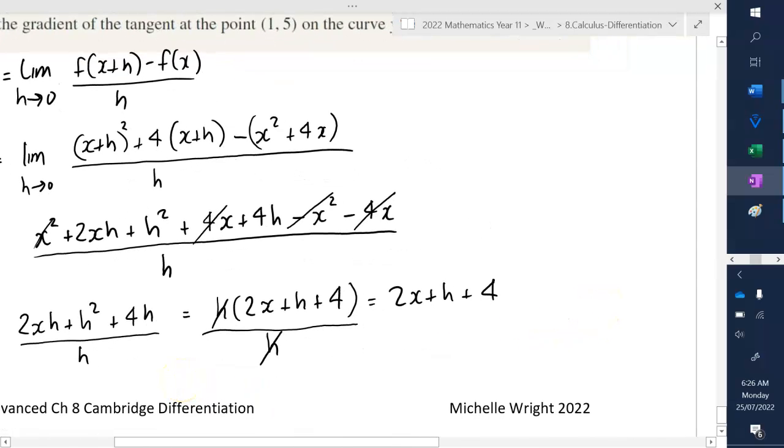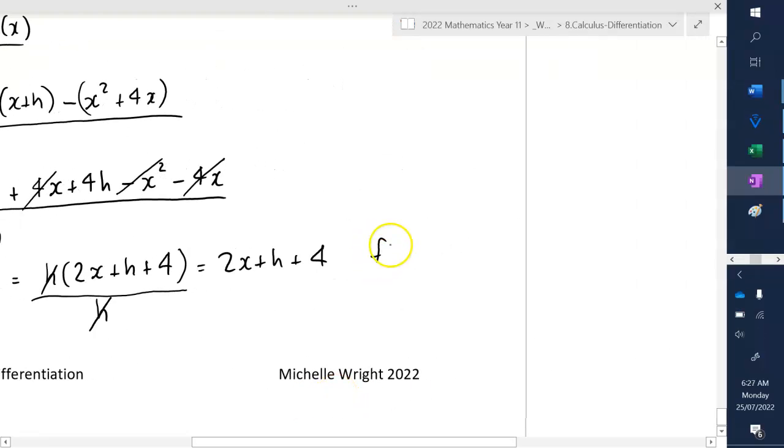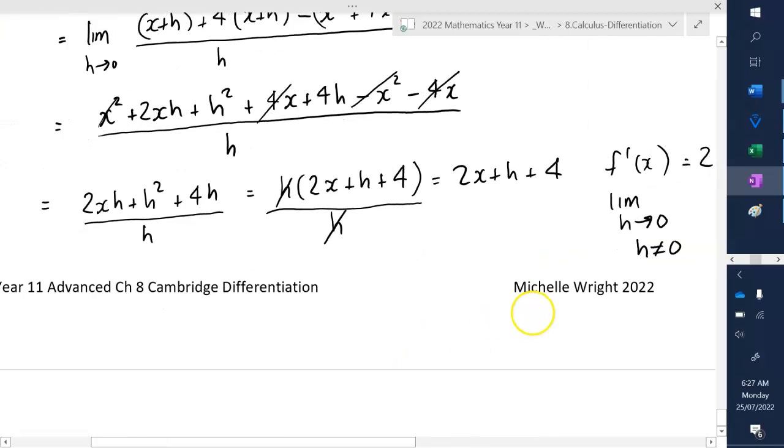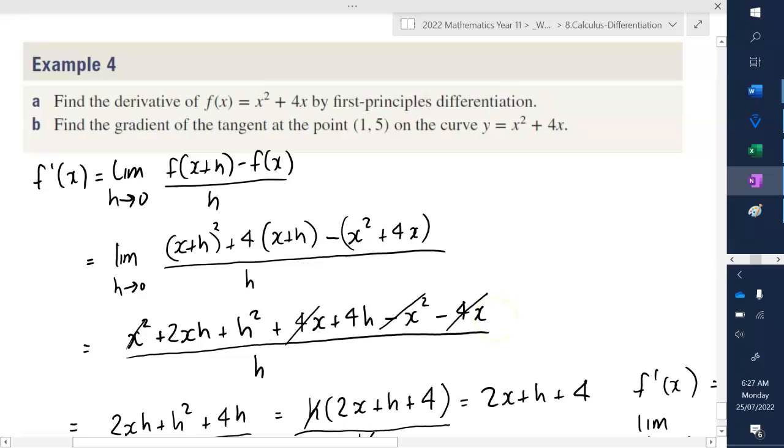Okay, I'm going to have to squeeze this in over here a little bit, but our f dash of x, taking our limit as h goes to 0, but h not equal to 0, and we can pop that in there as well if you like. So that part there is going to tend towards 0, so our f dash of x is going to tend towards 2x plus 4, and that's what we're going to work with in our next part. Okay, so that's our f dash of x.